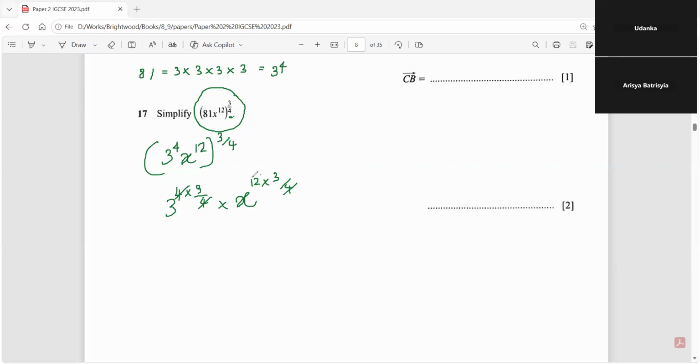Here 4, how many 4s are there? There are 3. Now simplify. I just remind you, 3 to the power 3, and here x to the power 3, into 3 is 9. 3 to the power 3 is actually 27, x to the 9. Clear? In this one, this power 3 over 4 should be taken for 81 and x to the 12 both, okay?